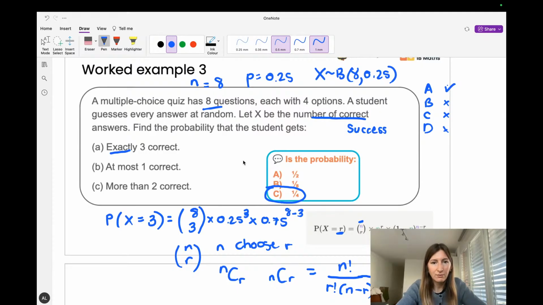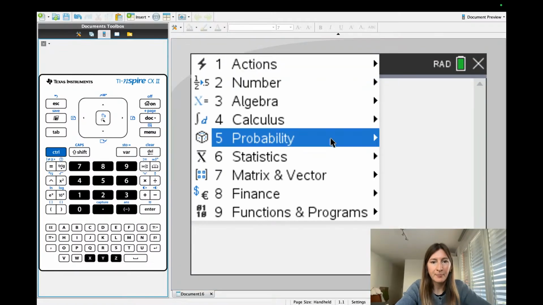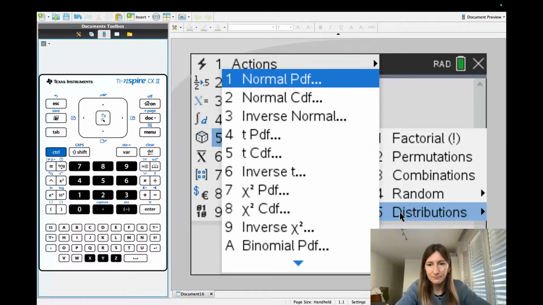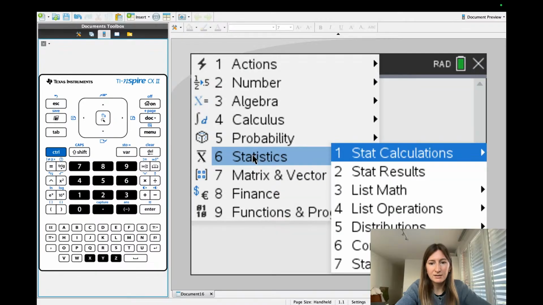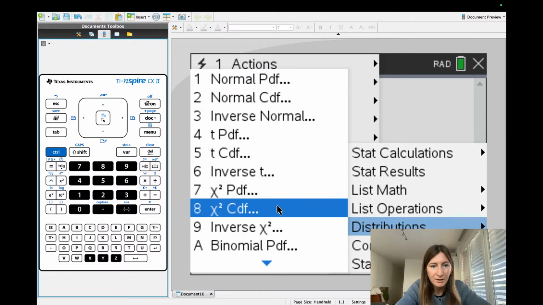All right, so we were interested in finding binomial distribution for one value. So we're going to click menu. Now, if you see here, we have probability distributions. That's what we want. You can also find that in statistics distributions. It's the same thing. They both take you to the same place.